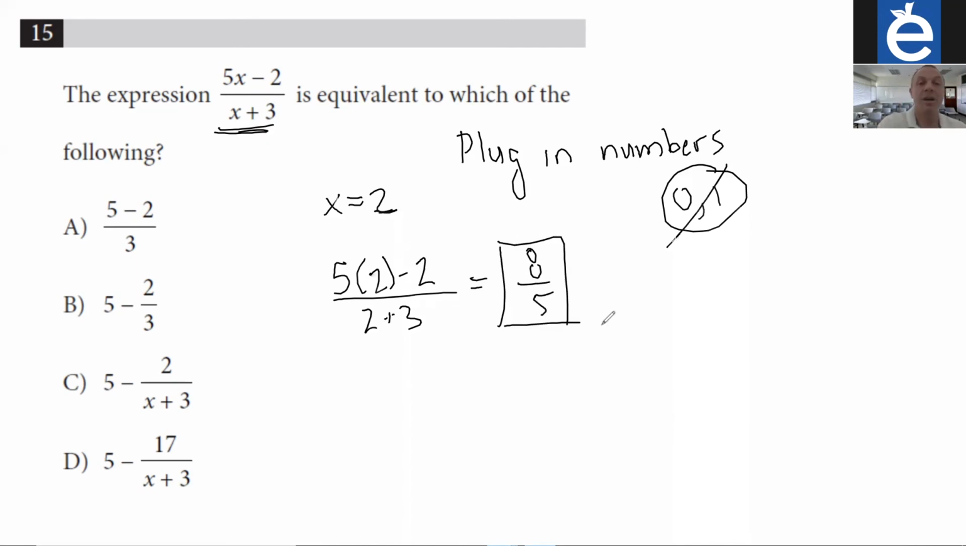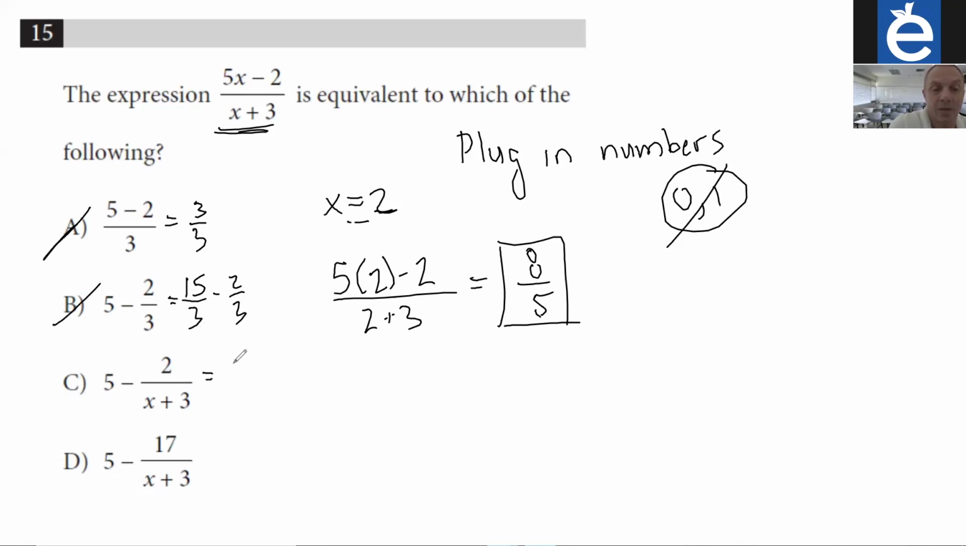Now, plug in the number you chose, which is x equals 2, into the answer choices. Which of the answer choices gives us 8/5? A would be, what is that, 3/3? It's not 8/5, so we can eliminate. B is 5 minus 2/3, we have to find common denominators. I believe it's 15/3 minus 2/3. It's not 8/5. I think it's, what, 13/3?